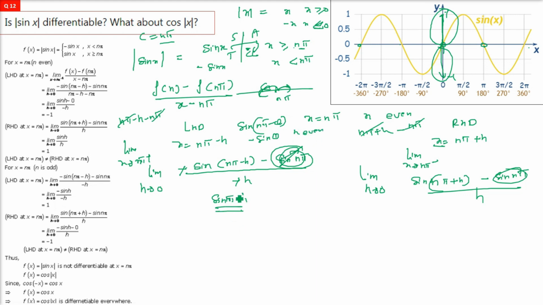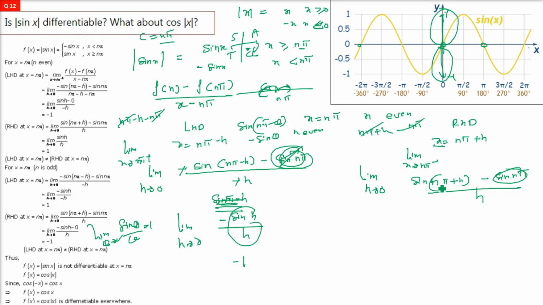So sin n pi minus theta is going to be negative, this sin h, negative of this. You have in the denominator h. Now limit h tends to 0. You already know this, sin theta by theta, limit theta tends to 0 is going to be 1. So sin h by h is going to be 1. Negative was already there, so it will be negative 1.